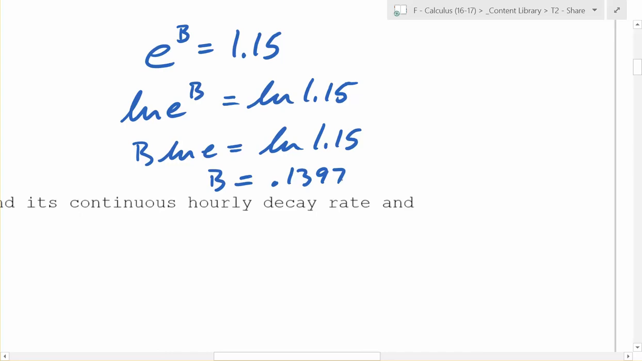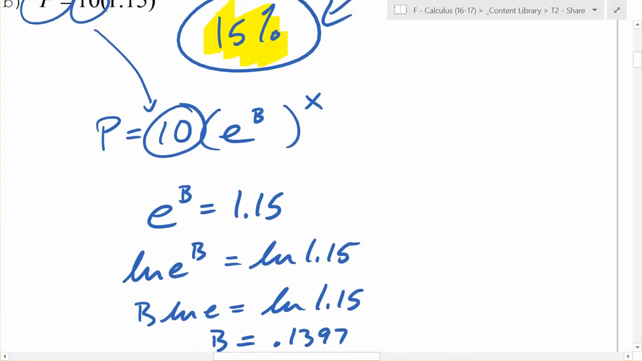Well, e to what power is 1.15? Is 1.15 less than or greater than e? What's e to the first power? e, 2.718. Exactly. So if you wanted to get a number smaller than e, you have to raise it to a power less than 1. So that's the b value. Let's plug it back in here.